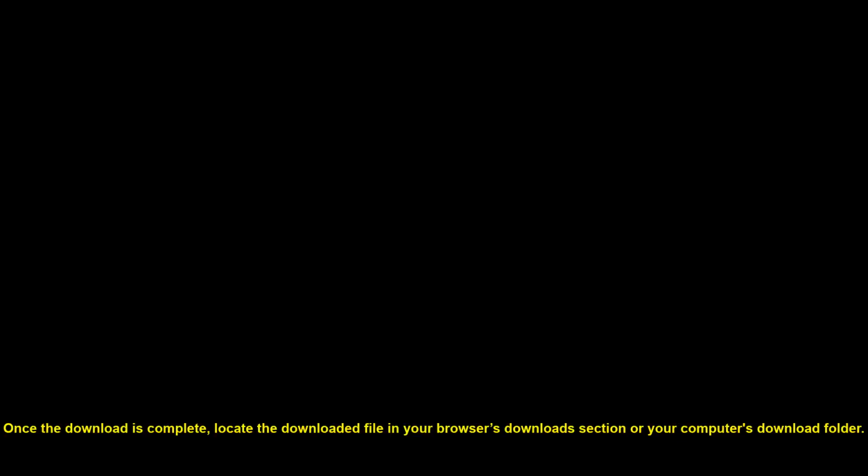Once the download is complete, locate the downloaded file in your browser's download section or your computer's download folder. Double-click the downloaded file to start the installation process. Follow the on-screen prompts to proceed with the installation. If prompted, choose the installation location or accept the default location provided. Once the installation is finished, close the installer.